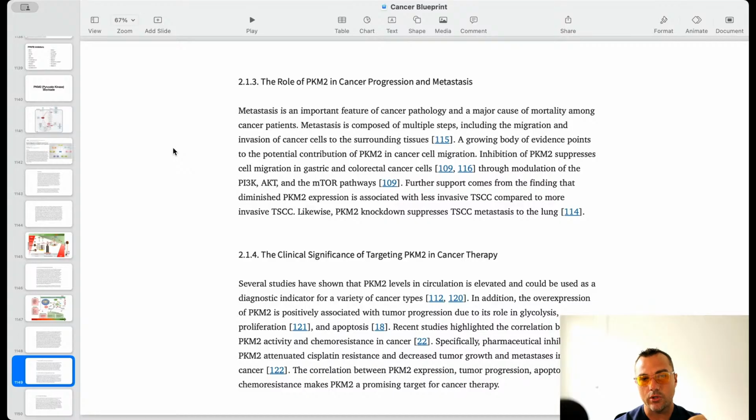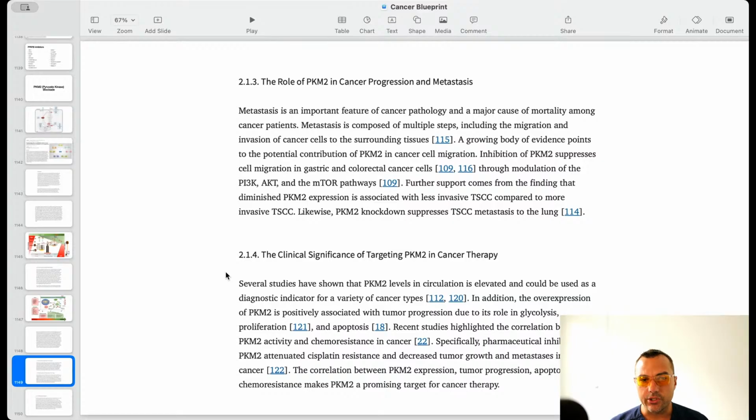Likewise, PKM2 knockout suppresses TSCC metastases to the lung. So there's a huge association between migration into other tissues, metastases to other tissues, just by knocking out PKM2, which shows the importance of the enzyme by itself, but also shows just how horrible Warburg metabolism in general is. At least for cancer, it pretty much drives the entire process of cancer, immune dysregulation, et cetera, therapy resistance and therapy failure, et cetera.